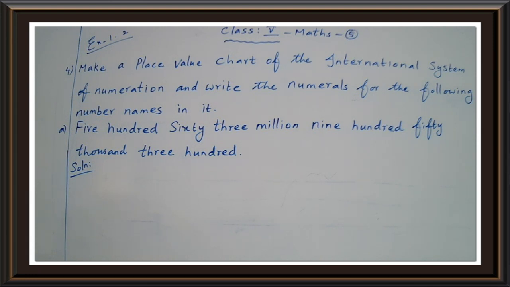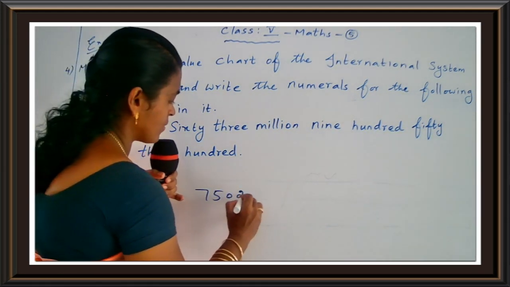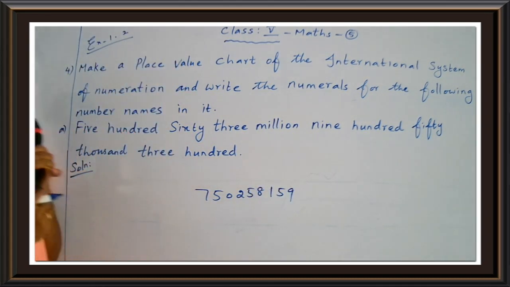Okay. For example, consider one number. Listen children. So, how do you read this number using the international system of numeration? First of all, separate the numbers with periods. To show the periods in a number, commas are used. Now you mark the period.